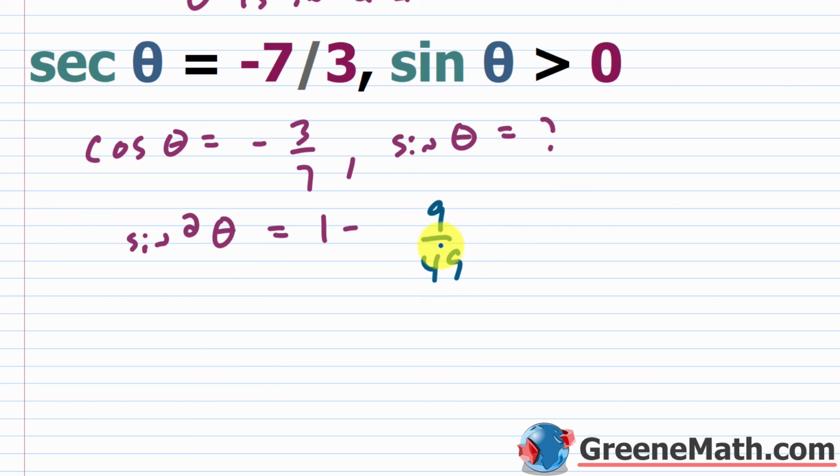And what I'll do here is write this 1 as 49 over 49, so I have a common denominator. And then 49 minus 9 is going to be 40. So this ends up being 40 over 49.